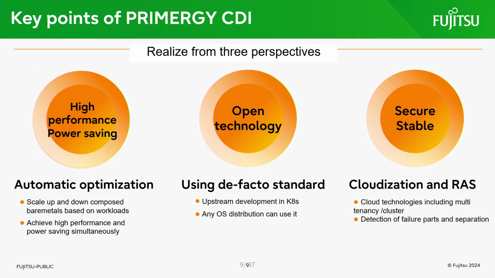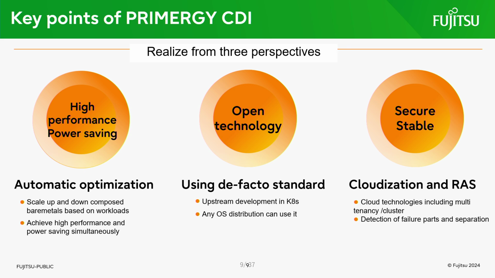We are developing primary CDI focusing on these 3 points. One is automatic optimization to balance high performance and power saving. CDI can scale up and down composed bare metals based on workload, so it achieves high performance and power saving simultaneously. And second point is we use de facto standard open technologies. For example, dynamic device scaling is developed in Kubernetes upstream communities, so any operating system can use this technology. And finally, we provide secure and stable operation by cloudization and rich RAS function.